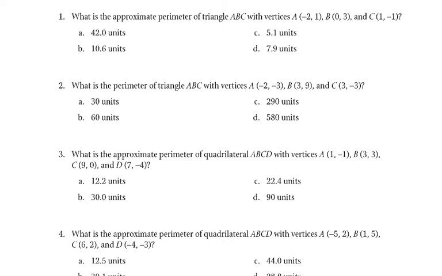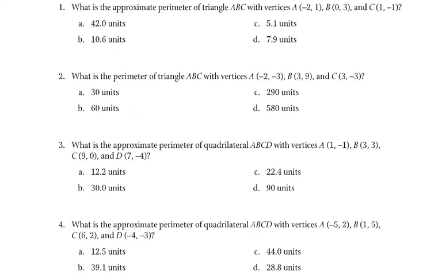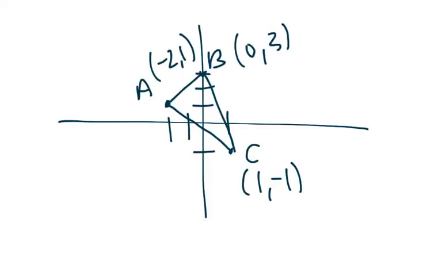Alright, now let's take a look at some of these ones. So number 1, what is the approximate perimeter of a triangle ABC with vertices negative 2, 1, 0, 3, and 1, negative 1? So it looks something like this. So the idea here is perimeter, so we need to find the distance of all 3 of these pieces and then add them all together. Okay, now once again, 2 ways we can do it. We can use the distance formula each time, or we can use the Pythagorean theorem.